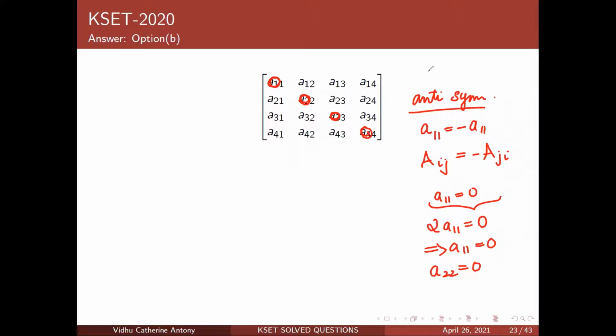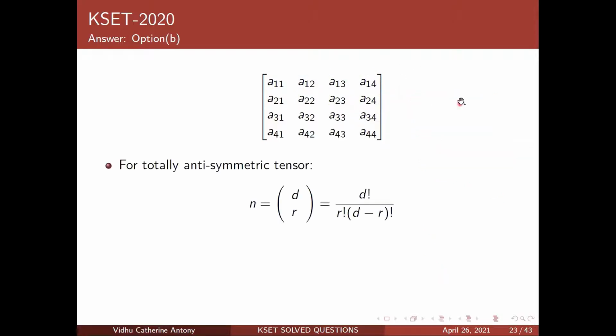So how many independent components are there? Let's mark up the independent components that we have. You have A12, A13, A14, A23, A24, and A34. These are the independent components that you have, because if you know so much, then you get the entire data of the matrix. Given the fact that it's an anti-symmetric tensor, you can write up the matrix. Think of it that way. The components that you know will help you generate the entire matrix, given that it's anti-symmetric.